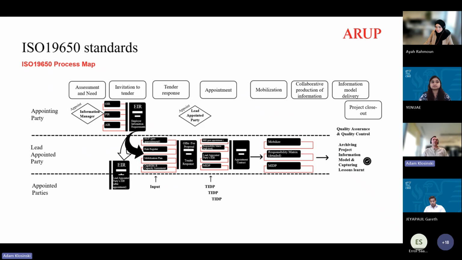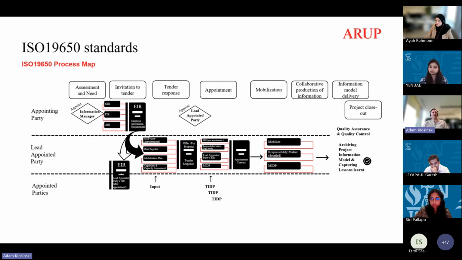the overall process map. As you can see on this slide, we've got the distinction between the parties which are involved in the process. So the appointing party, in other terms, is just the client. It's the organization which is going to appoint the other parties. The lead appointed parties, like the lead consultant, and the appointed parties which are working directly under the lead consultant.